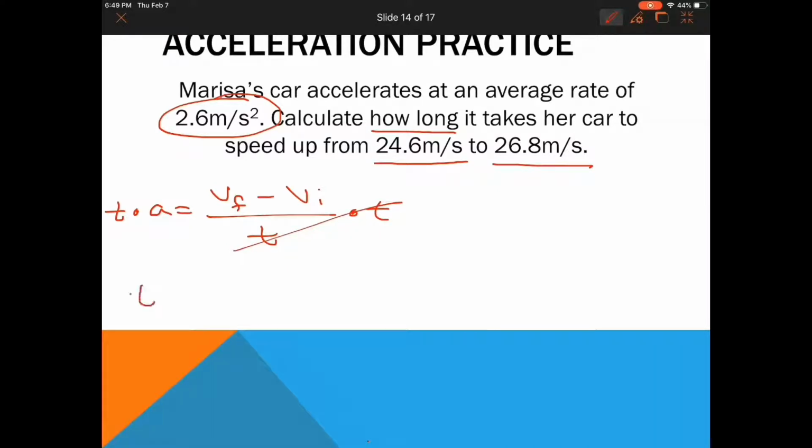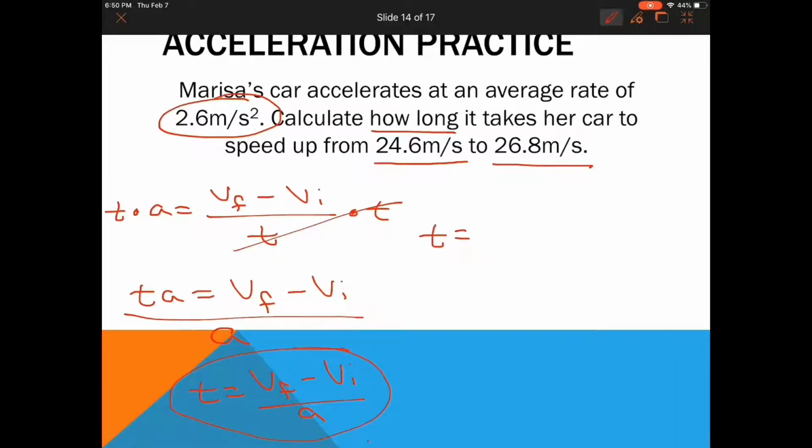All right, and now this is what our equation looks like. But if we divide both sides by acceleration, we should have time by itself. So this is the equation that we're going to be using. All right, now let's just plug and chug.